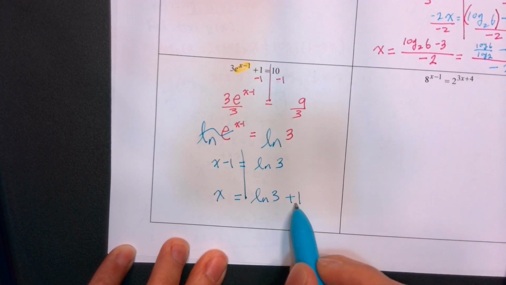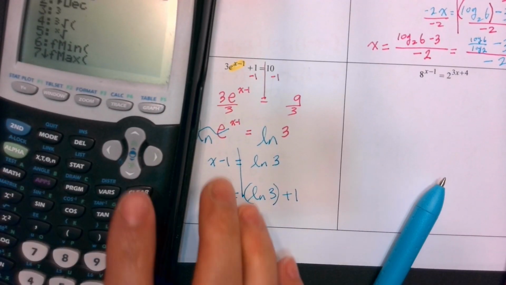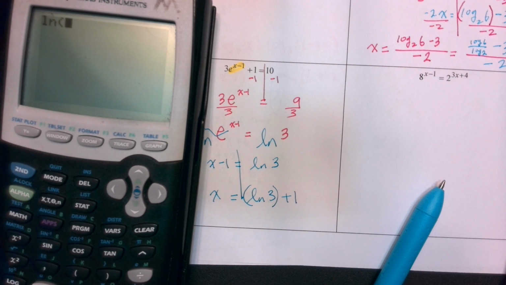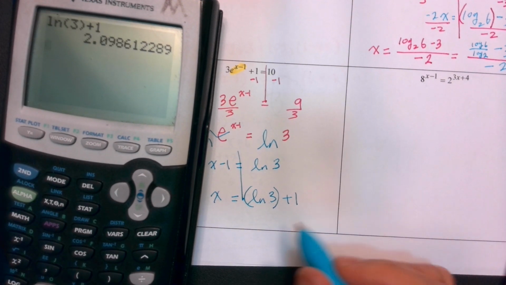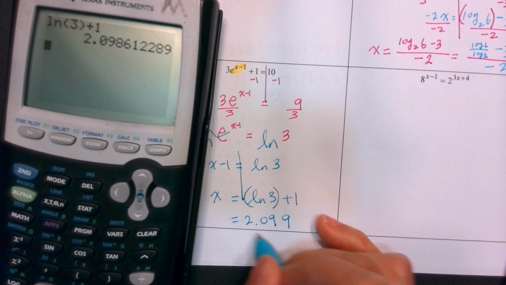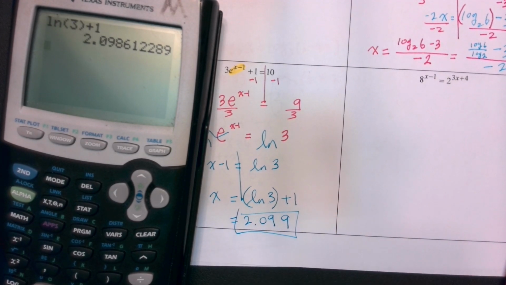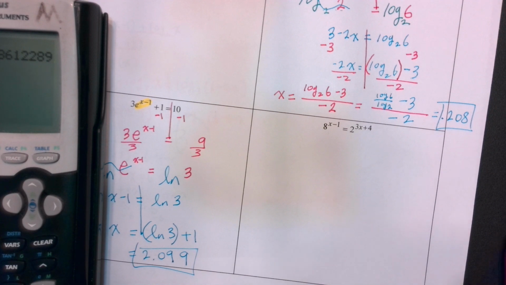Can I add that 3 and 1? No, protect it, and then plug it in your calculator. Natural log of 3, close the parentheses, and then plus 1. I get 2.099. Ooh, 2.099.